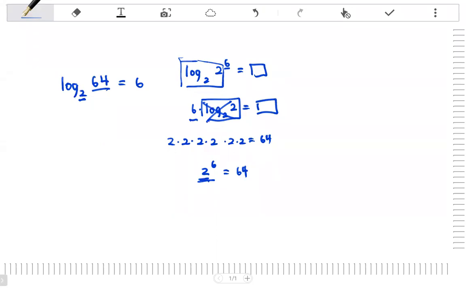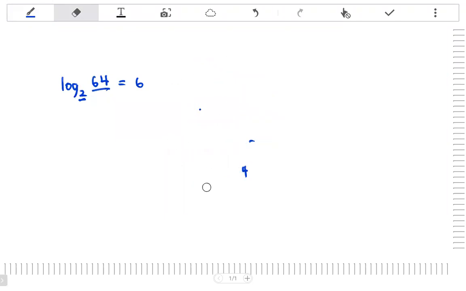Confused? Or makes sense? I'm a bit confused. Confused? Okay. Let's try one more problem. Let's try a couple of problems actually.